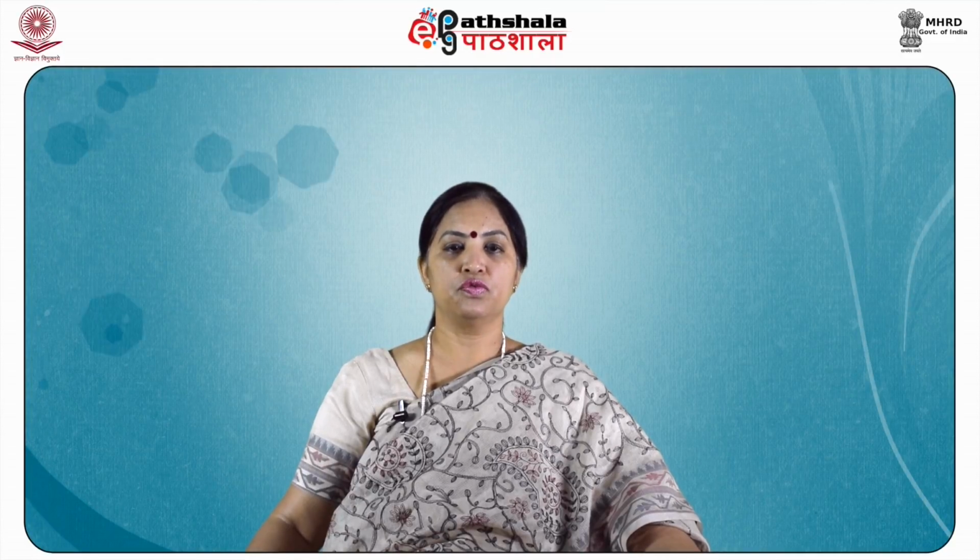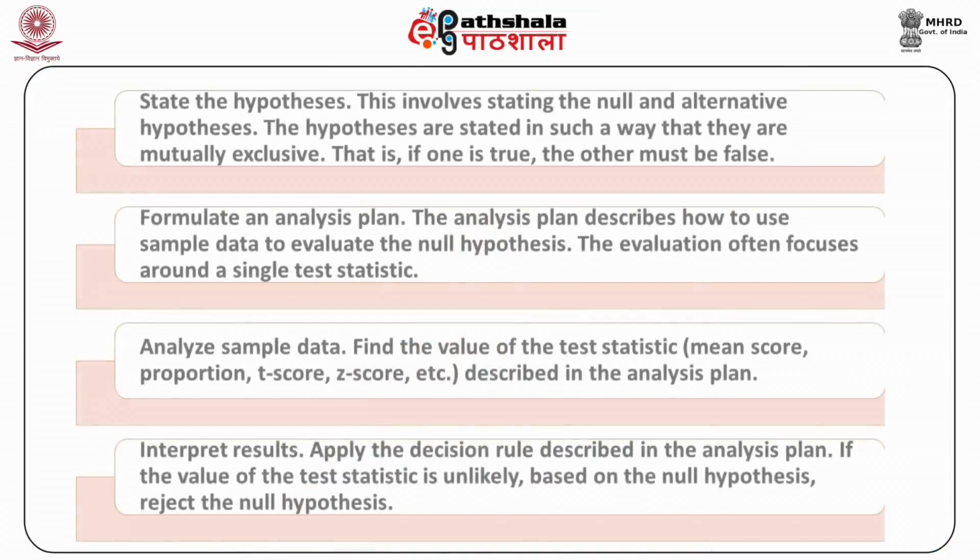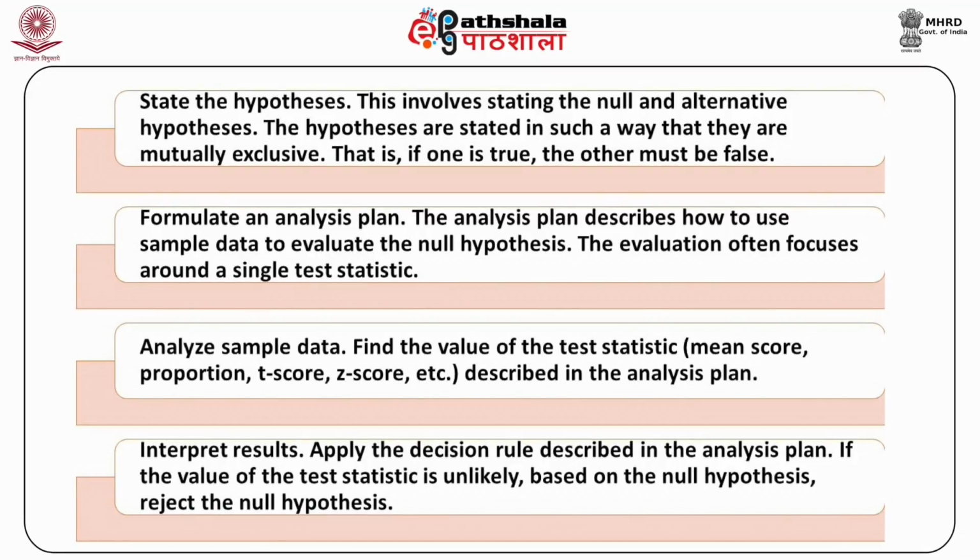Statisticians follow a formal process to determine whether to reject or accept a null hypothesis based on sample data. This process, called hypothesis testing, consists of 4 steps. State the hypothesis. This involves stating the null and alternative hypothesis. The hypotheses are stated in such a way that they are mutually exclusive. That is, if one is true, the other must be false.